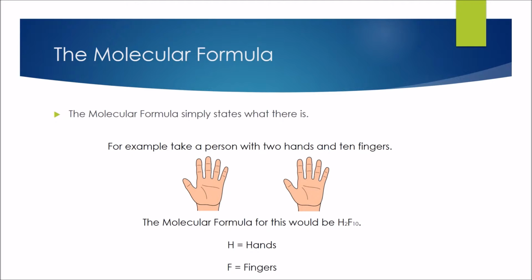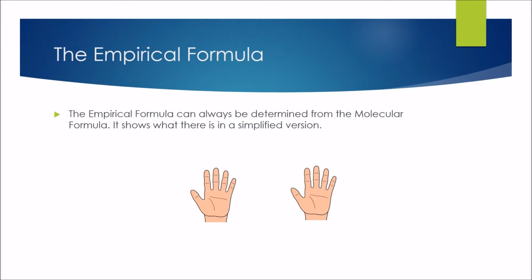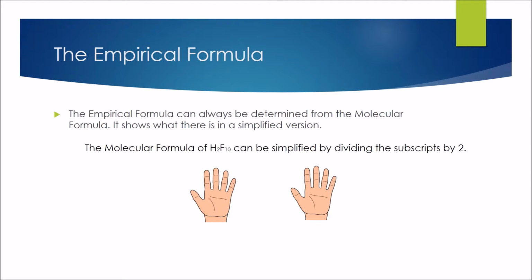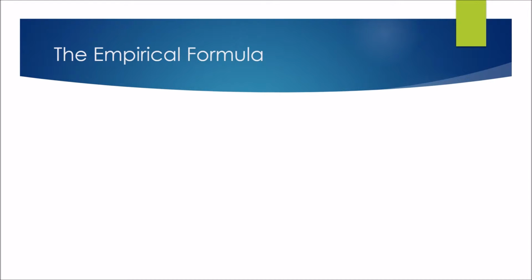The empirical formula can always be determined from the molecular formula. It shows what there is in a simplified version. The molecular formula of H2F10 can be simplified by dividing the subscripts by 2. The empirical formula would be HF5 because the proportion of fingers to hands is 5:1.